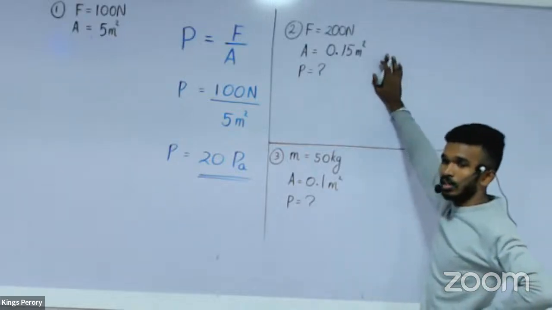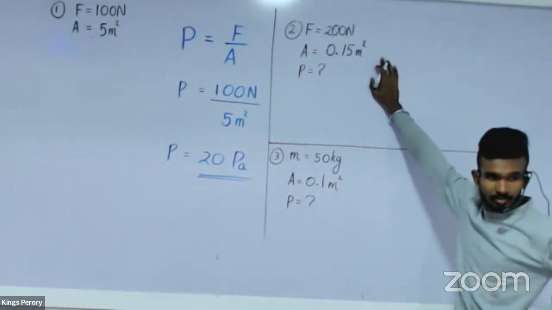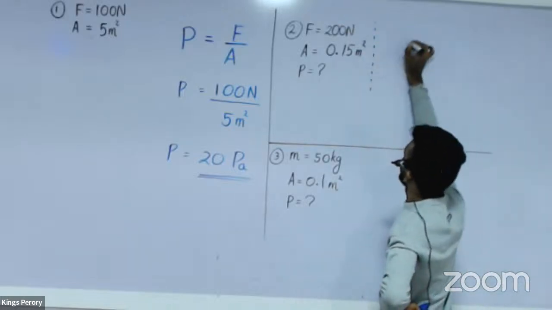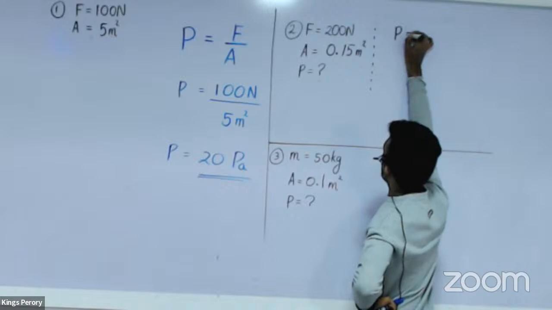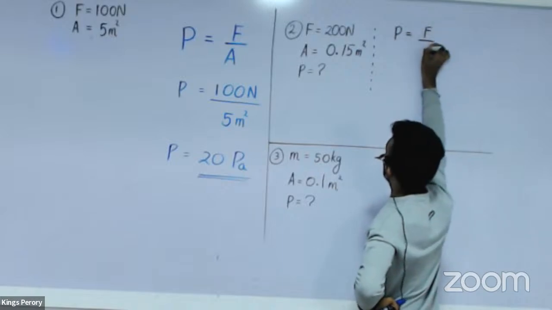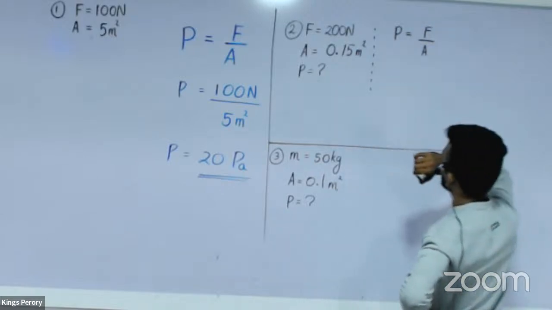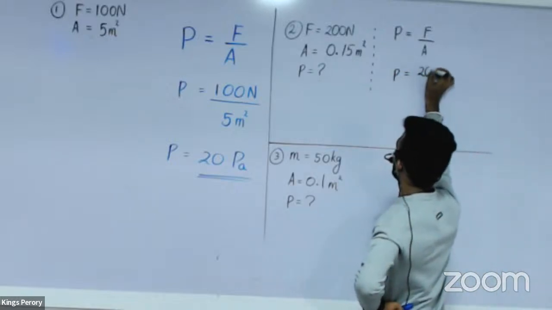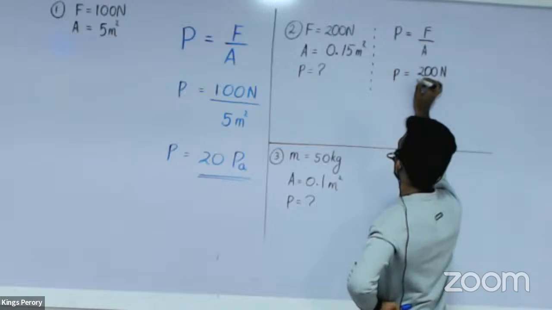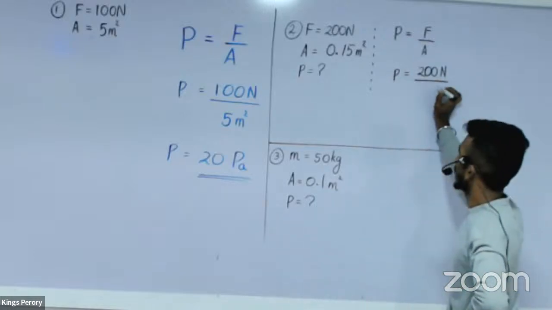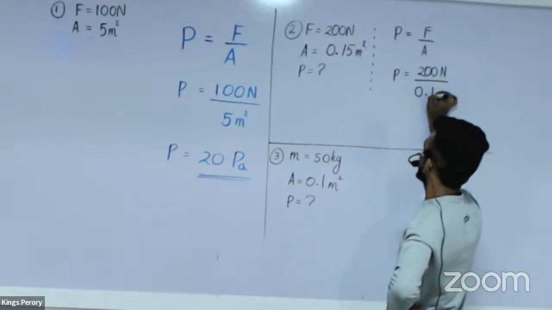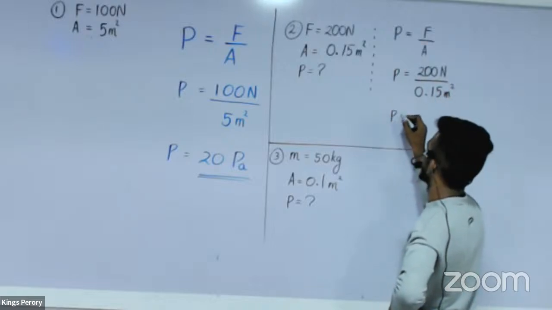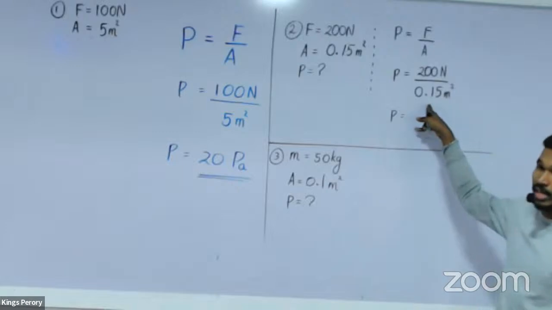I'll discuss the second question. Second question done. Pressure equals force divided by area. What is the force there? 200 Newton divided by the area. What's the area? 0.15 meter squared. Now, some of you are more scared when you see decimals.